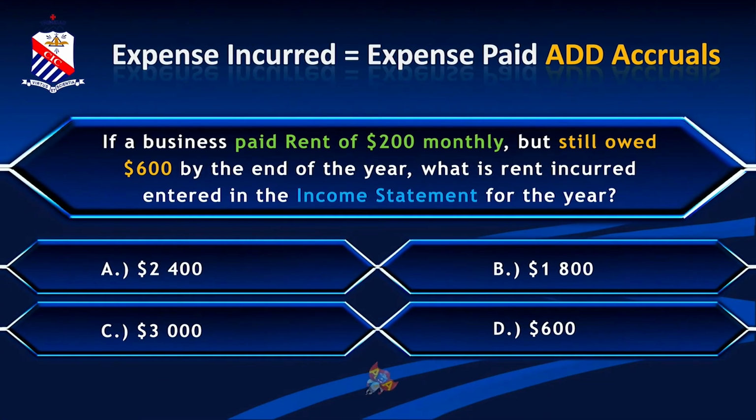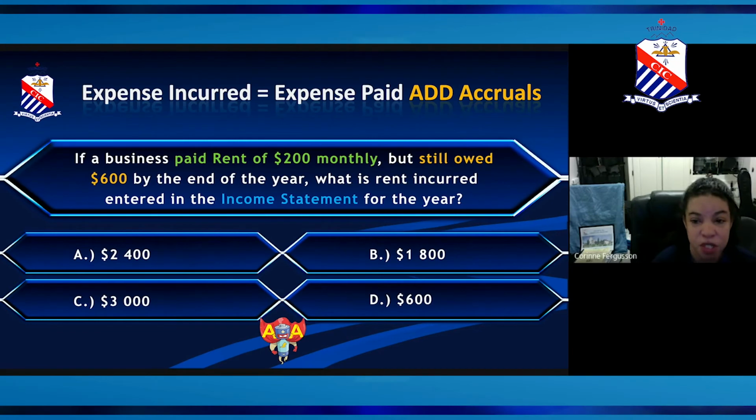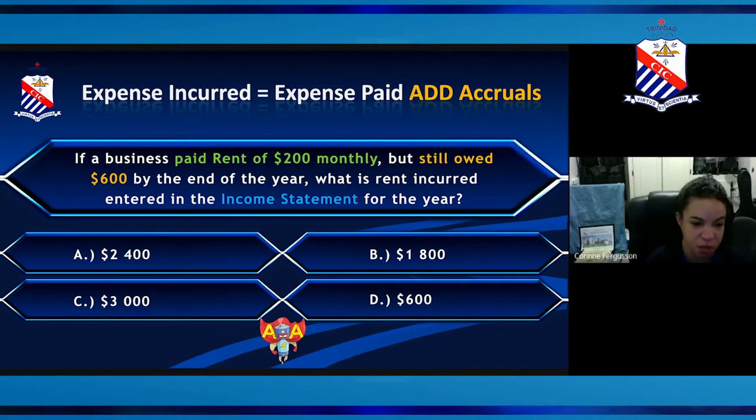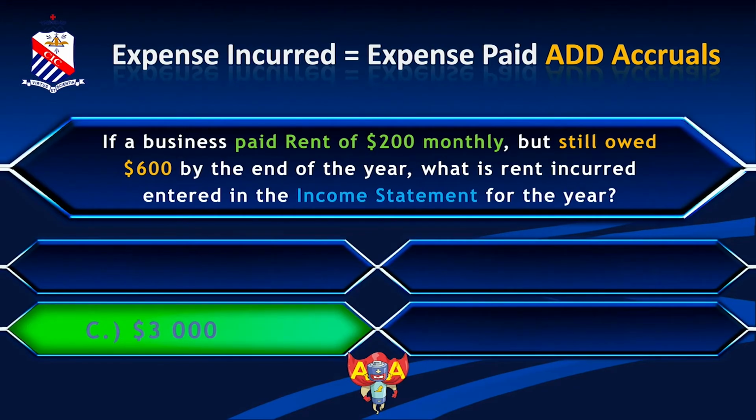Once you identify it as an accrual, what do you do? You add it. So business paid rent of 200 monthly, still owed 600, which means it was an accrual. This one needs a little additional working. So what is the amount that goes into the income statement for the year? 3,000. 3,000. Thank you, whoever. I hope there's nobody that isn't getting it.